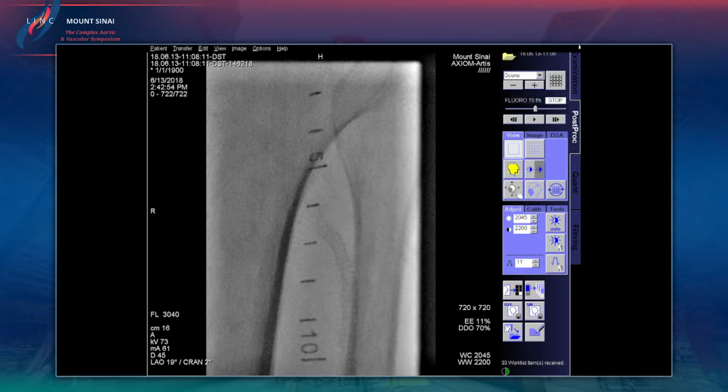He moves around quite a bit, as you see, so we were a little hesitant to go antegrade at this stage. So I'm just going to go back in with a more bolder tip here, and then we'll see.